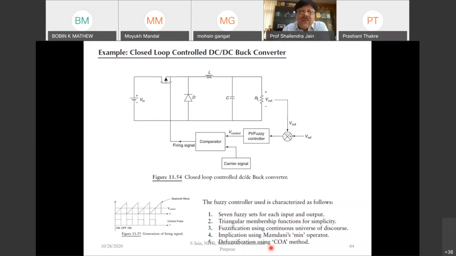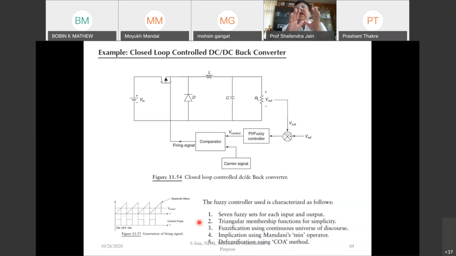Now, how many membership functions are to be chosen? Because your error can be positive, it can be negative. To have the symmetry, we'll have the membership functions zero, positive and negative. Otherwise, you can have an even number as well. But in this particular case, we are choosing odd numbers, either 3 or 5 or 7, for the symmetry. Then how many membership functions are to be chosen?